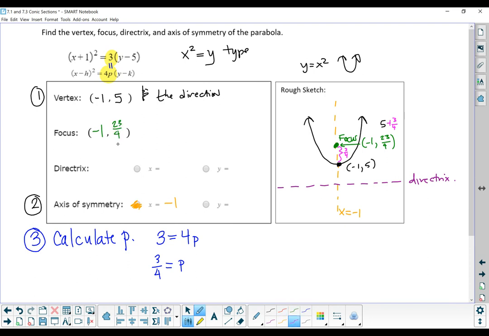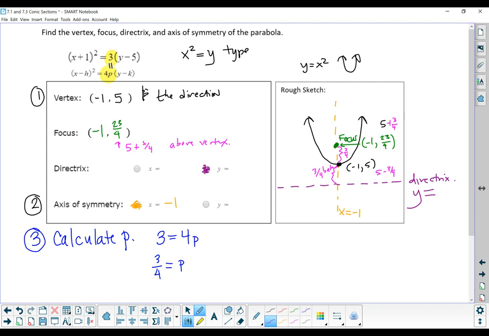And again, that is because it is 3/4 above the vertex. And then the directrix is 3/4 below. So we would take that 5 and we would subtract the 3/4. Now the directrix is a line, and in this example, it's a horizontal line. So it's going to have an equation that is y equals a number.